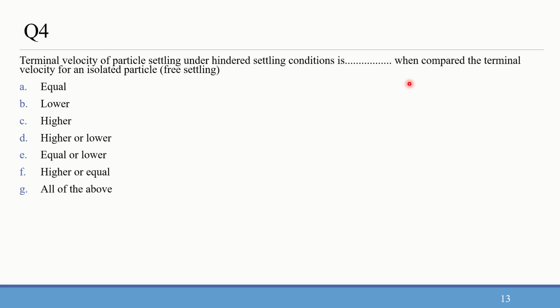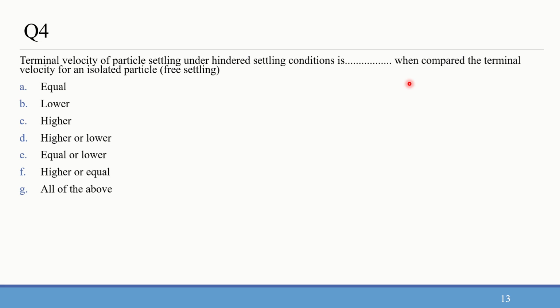So there are two rooms. In one room it is empty. In another room there is a room full of people. In both the rooms, if we want to go out, in the first room we can easily go out, since there is no one else apart from us. Consider the second case where we have to go out again, but our movement will be blocked by so many other people. So our speed will be reduced.